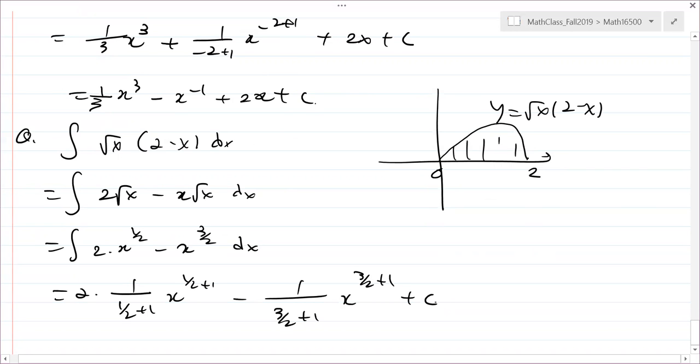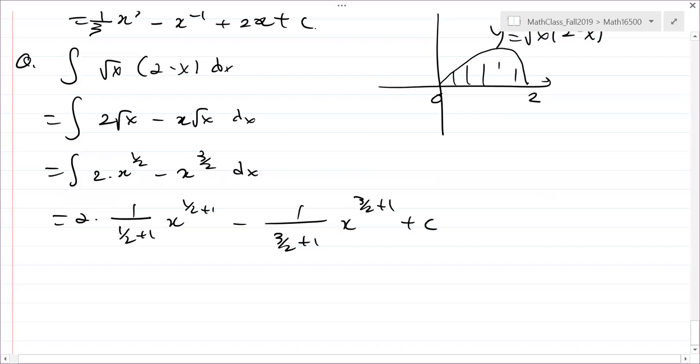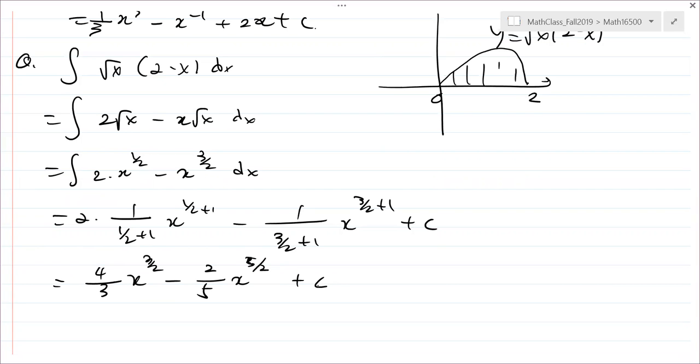Then you simplify, right? So you will get 4/3 x to the 3/2 minus 2/5 x to the 5/2 plus a constant. So if we are able to simplify the function to a sum of power functions, you just find the antiderivative for each power function, then add them together using the same combination, and you get an antiderivative. That's it.